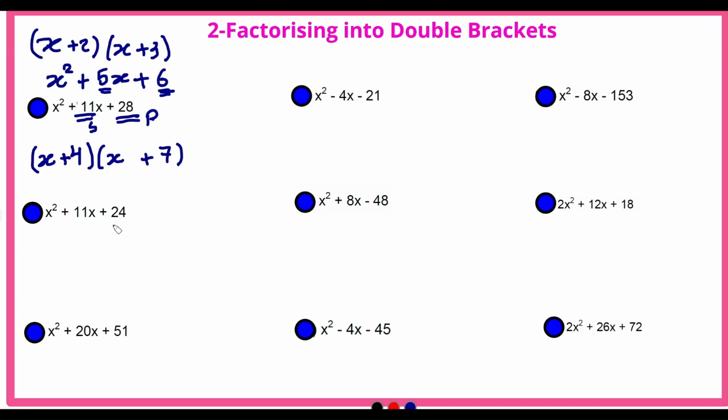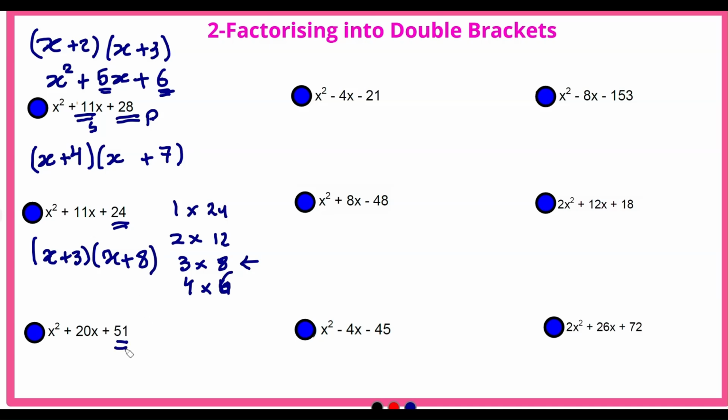Same thing here. Two numbers multiply them, you get 24. When you add, you get 11. So if you write all the pairs that give me 24, it's 1 times 24, 2 times 12, 3 times 8, and 4 times 6. This is the one that gives us 24, and when you add the two numbers, you get 11. So this is the pair I'm gonna use. So it's x add 3 times x add 8.